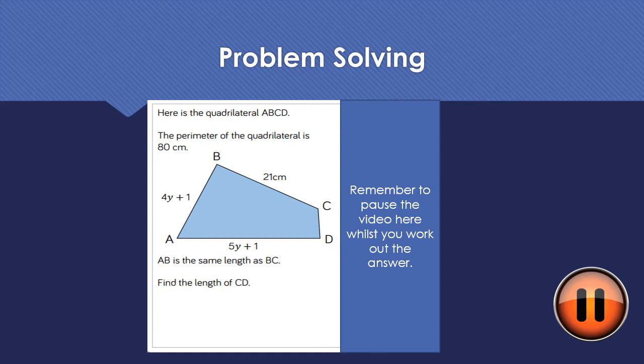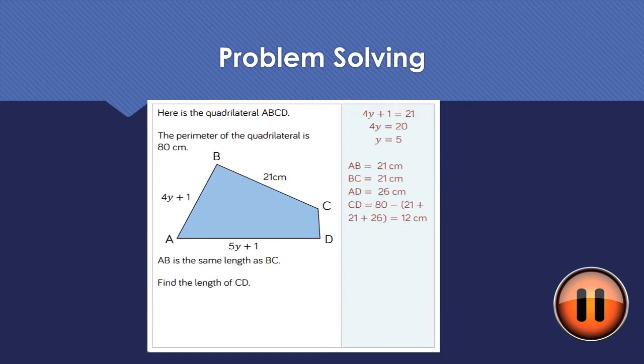Fantastic. Now let's go through it. So we know that 4y plus 1 equals 21. We need to do our balancing method, so we're going to subtract that 1 from both sides. So 21 minus 1 is 20, and then 4y is equal to 20. Then we do the inverse, so 20 divided by 4, which gives us 5. So we know y has a value of 5.